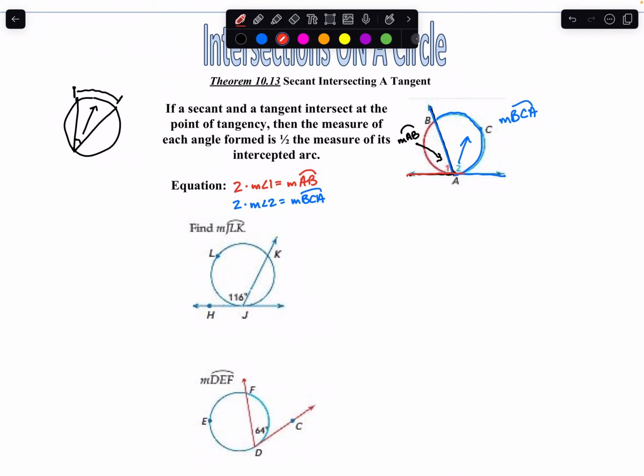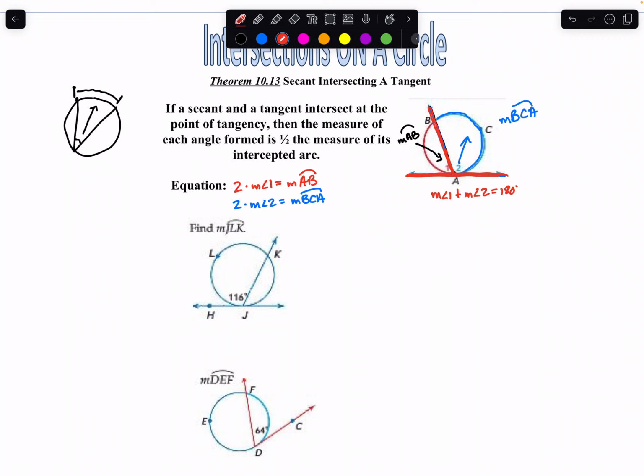Since angle 1 and angle 2 form a straight line, angle 1 plus angle 2 should also add up to 180 degrees because they form a line, this part being the tangent, and this one being the secant.